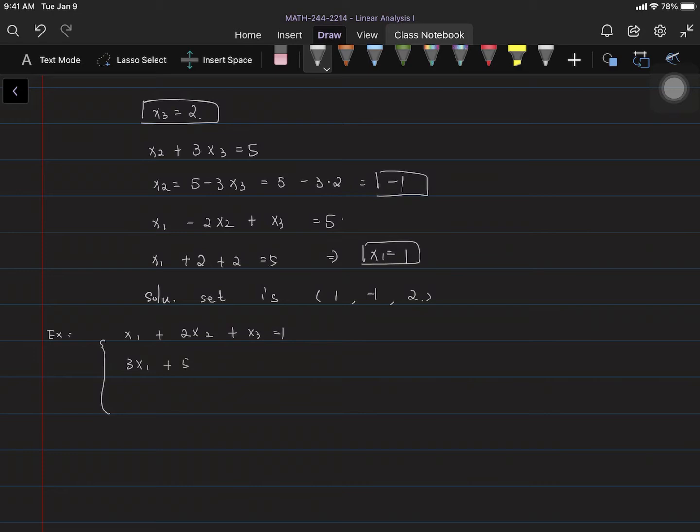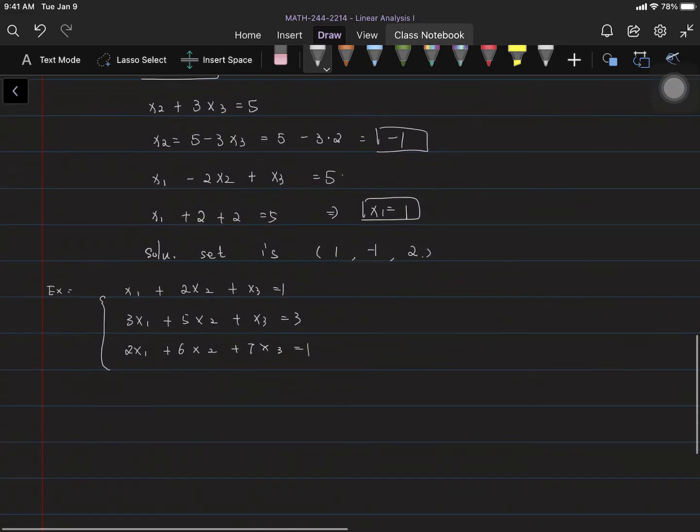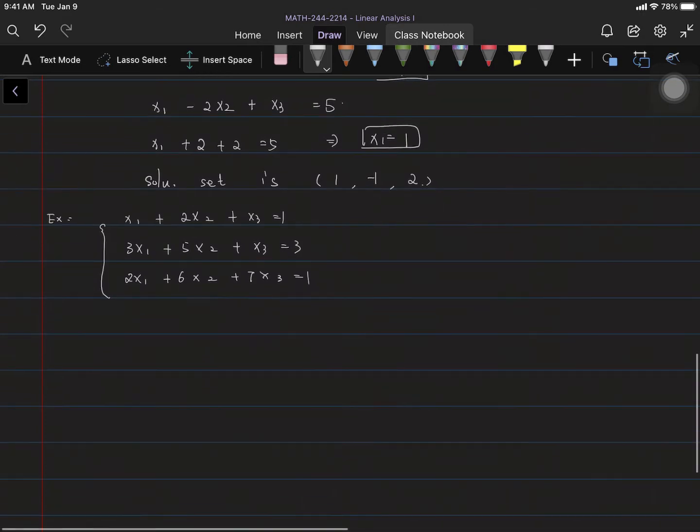So the first step, we always want to write down the augmented matrix and do the row operations to find the row echelon form. After we find the row echelon form, we can use back substitution to find the solution. Please do this problem by yourself, but I'm going to give you the solution. You can check with my solution. Augmented matrix.